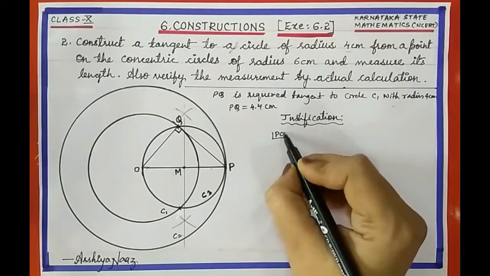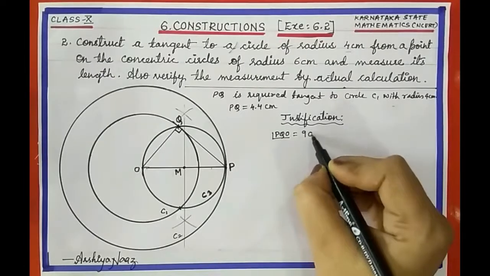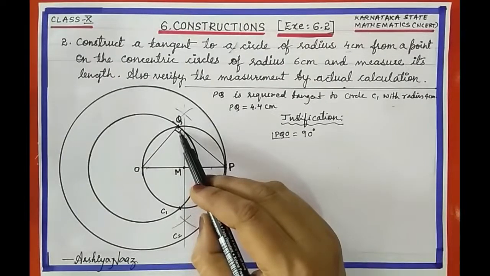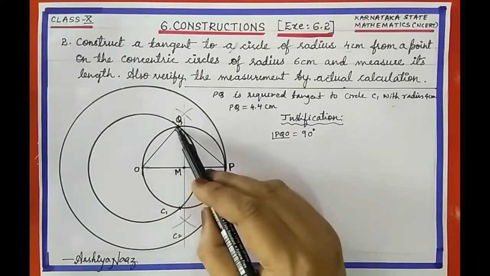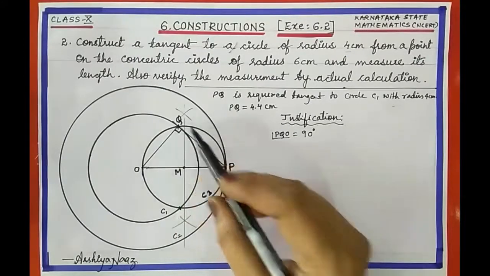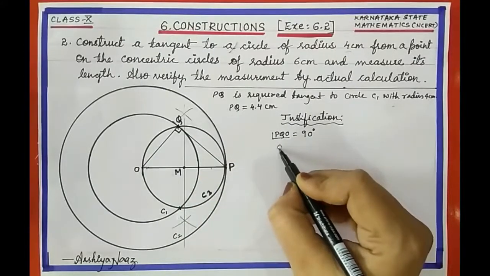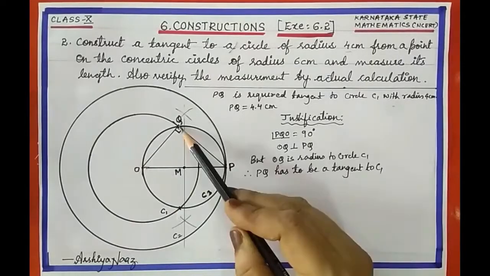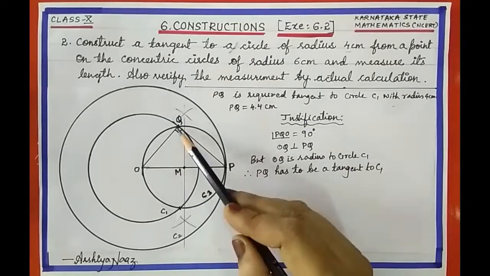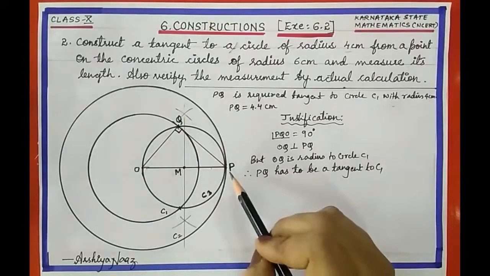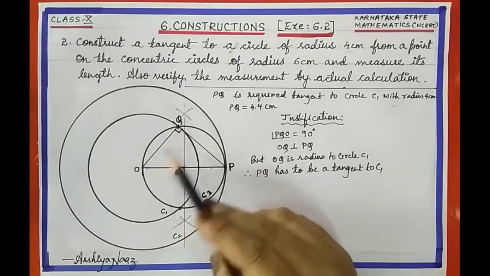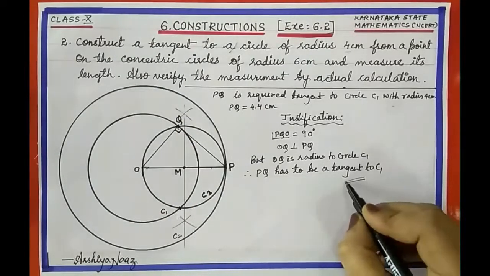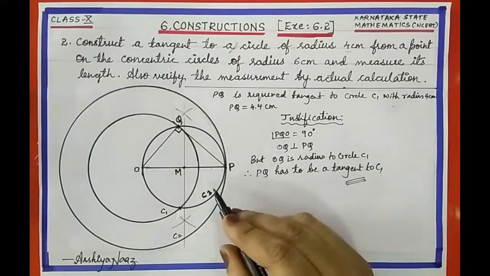So PQO is equal to 90 degrees. If this angle is equal to 90 degrees, then we can say the OQ line is perpendicular to the PQ line. So we can write OQ is perpendicular to PQ. We also know that OQ is the radius of circle C1. So PQ must be tangent to circle C1. So this is the required justification for the construction.